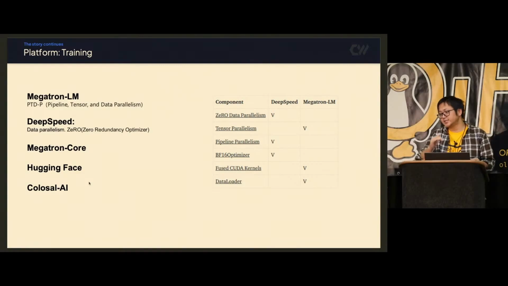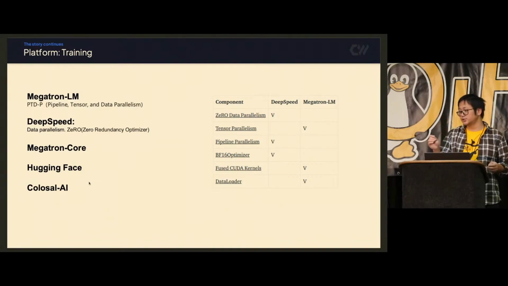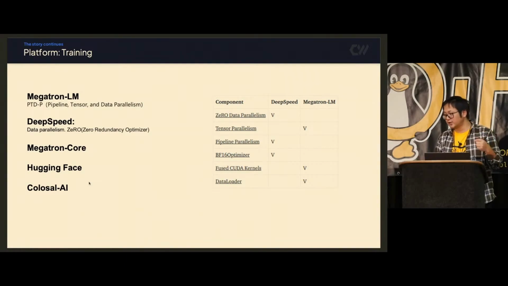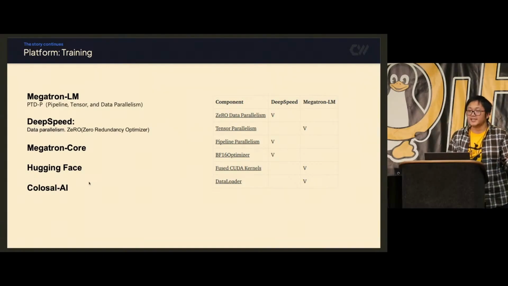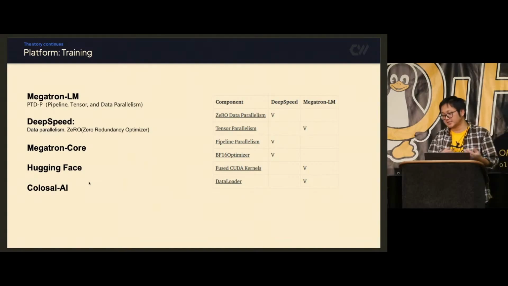And also there's DeepSpeed. It's from Microsoft. And they also do some data parallelism. And Megatron-Core combines both Megatron-LM and DeepSpeed. And also, there are AI startups today also doing this kind of work, like Hugging Face, which is quite a familiar one.